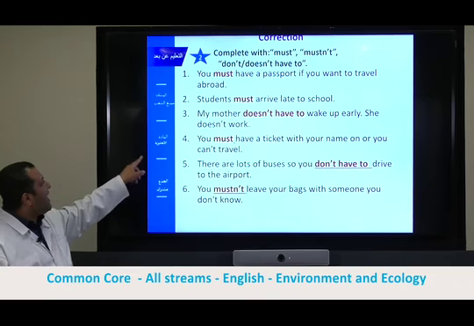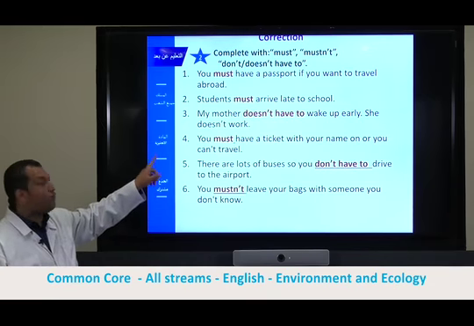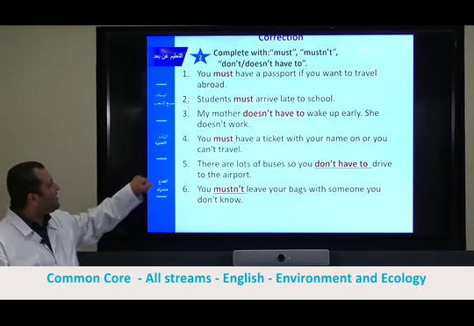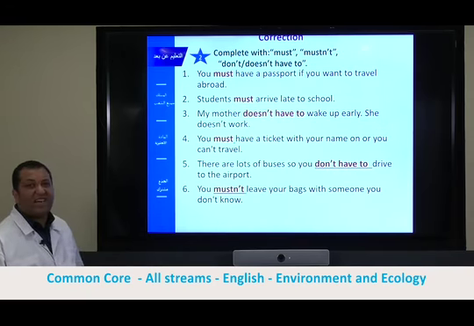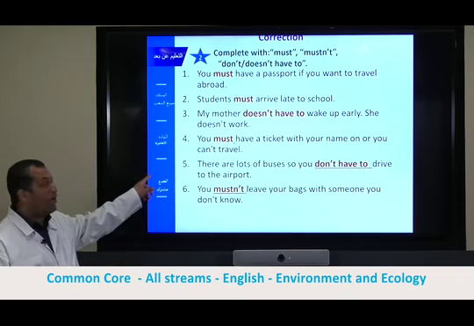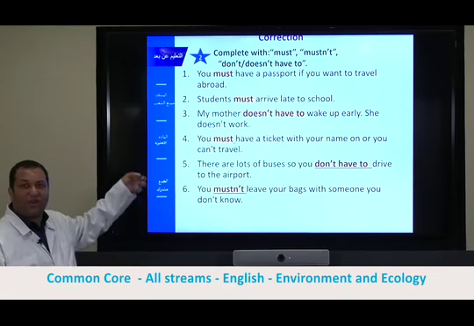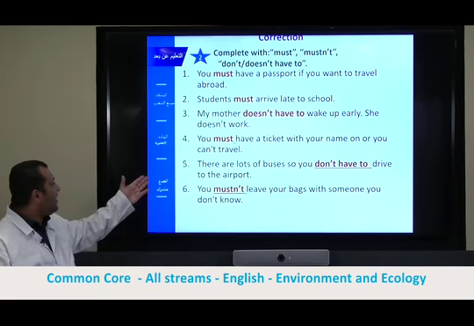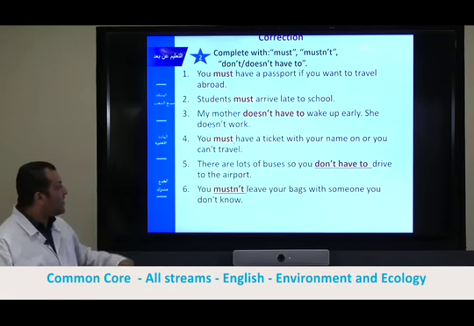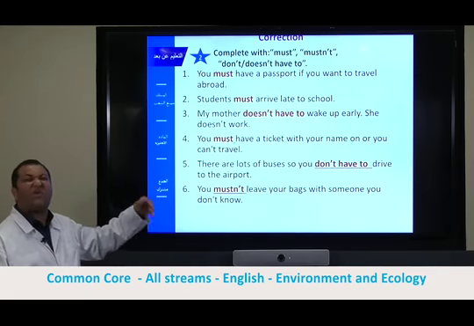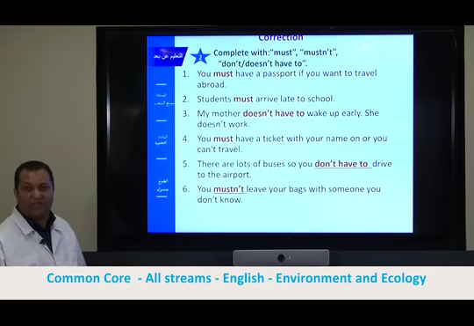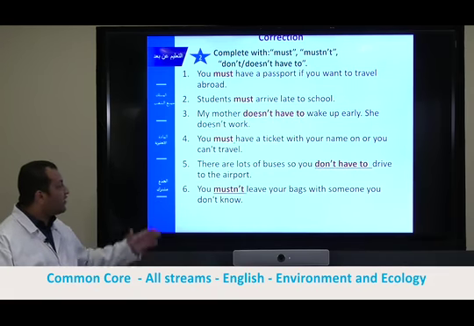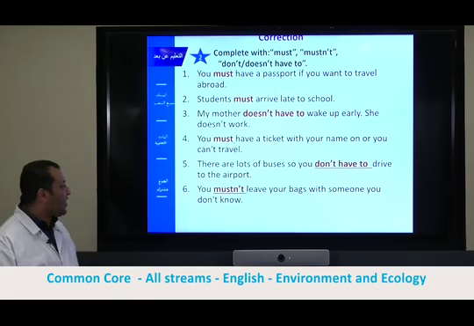Number 3, my mother doesn't have to wake up early. She doesn't work. My mother doesn't have to wake up early. She doesn't work. Number 4, you must have a ticket. You are obliged to have a ticket with your name on or you can't travel. Then, number 5, there are lots of buses, so you don't need to drive to the airport, since there are buses that can take you there. Number 6, you mustn't leave your bags with someone you don't know.